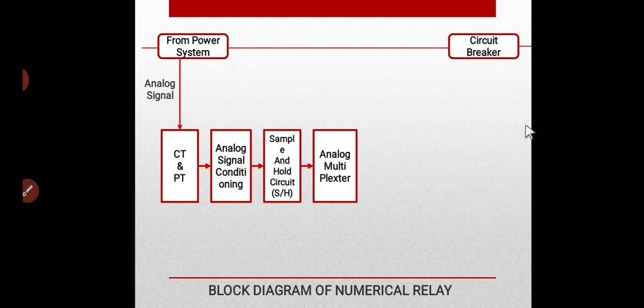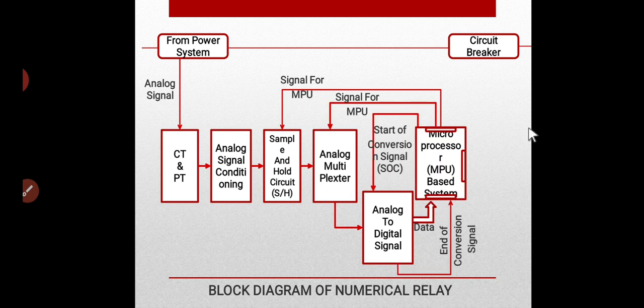Then multiplexers, then analog to digital conversion, and these digital signals go to the microprocessor, and the microprocessor decides whether the system is faulty or not. If a fault is detected, at that time the digital to analog converter is used to convert the signals and trip the circuit breakers. So this is the basic block diagram and how the numerical relay functions.